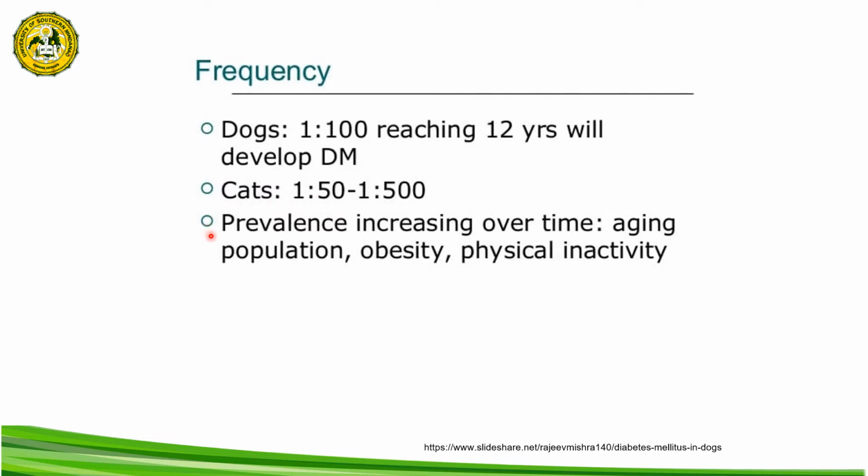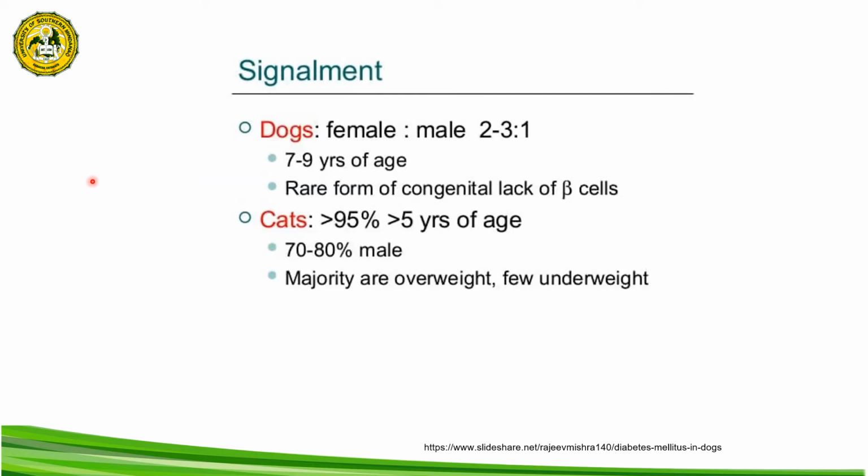So the prevalence of DM or diabetes mellitus will increase over time. So this means that the frequency or the prevalence of cats and dogs developing diabetes mellitus will increase by age. So this is more common for the aging population. It is also more common for obese or overweight animals, and also for a sedentary lifestyle or physical inactivity. So this slide here represents the signalment of diabetes mellitus.